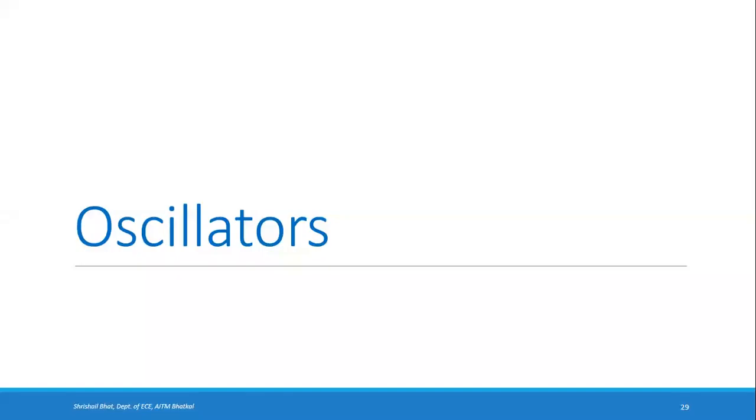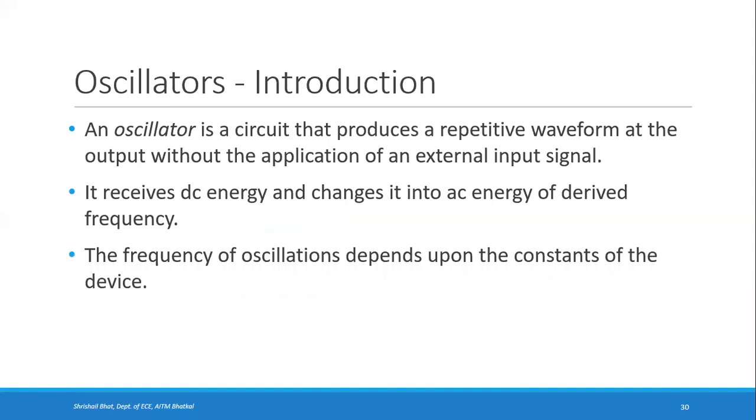Hello everyone. In the previous session, we had seen feedback amplifiers. So today we will discuss oscillators. So what is an oscillator? As the name itself indicates, an oscillator generates oscillations, right? It's a circuit which produces a repetitive waveform at the output without the application of an external input signal. So without applying an input AC, this oscillator circuit will generate AC signals.